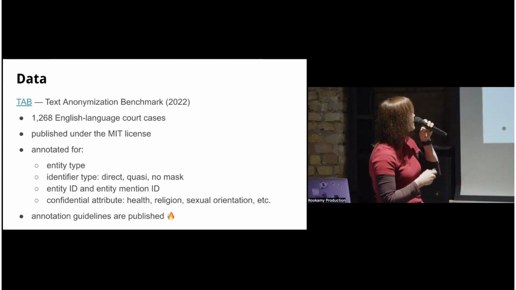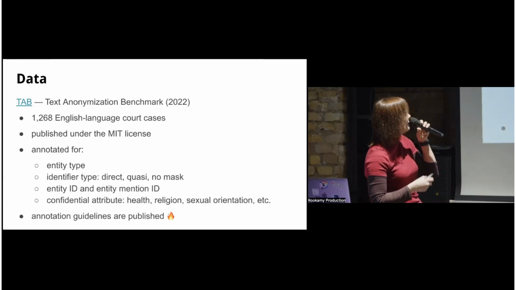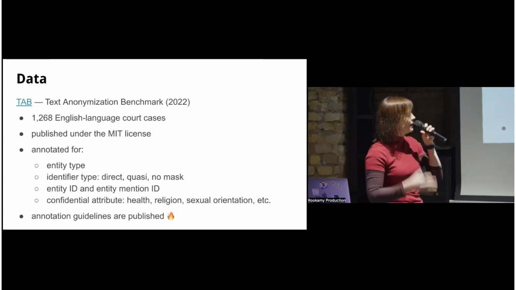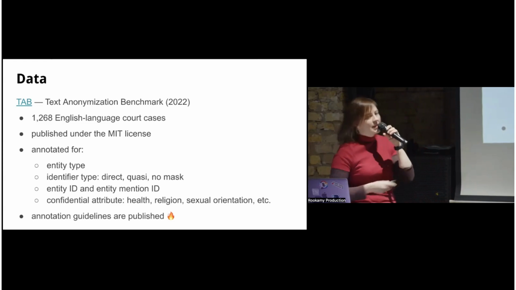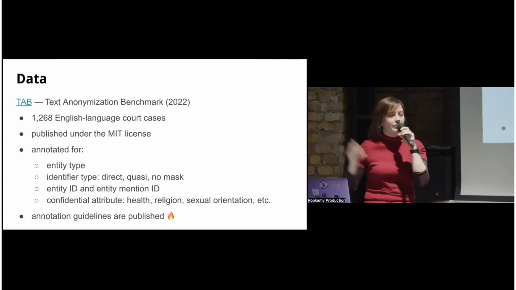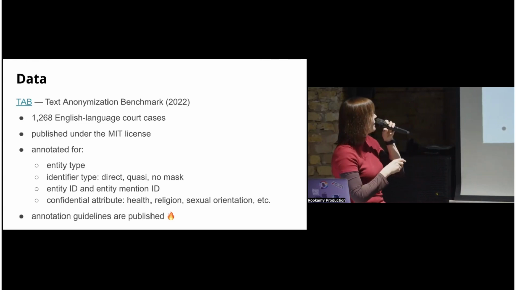But there's a very nice data set. I think the only one that is tuned specifically for the task of text anonymization, that is called TAB. It's linked here, Text Anonymization Benchmark. It is based on court cases, very similar to the ones that I showed that we have in Ukraine. It has a little bit more than 1,000 of them, so it's not a huge database or something.